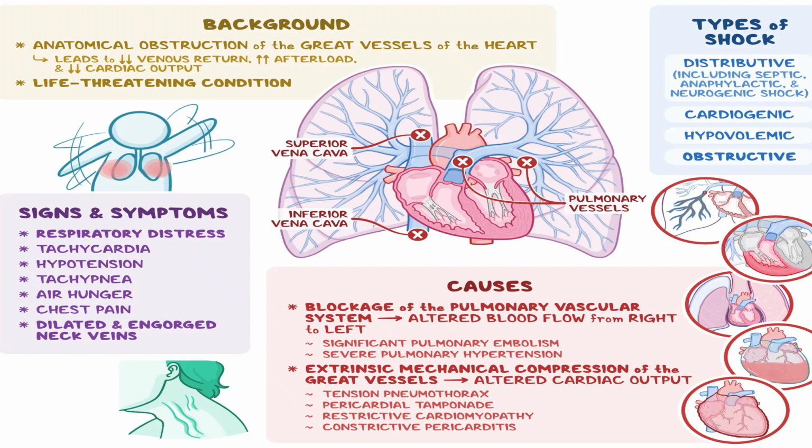Things that can cause obstructive shock can be a very large pulmonary embolus. Think about it. You have that blockage, blood is not able to pass through that. You're going to have that backflow of blood into your systemic circulation. Cardiac tamponade, constrictive pericarditis, certain cardiomyopathies.